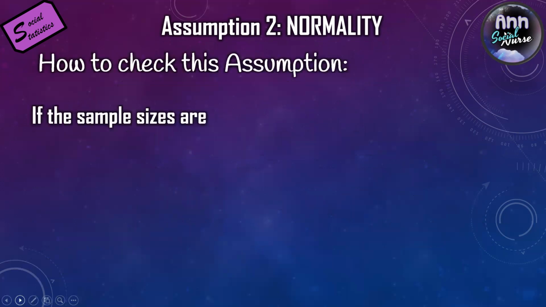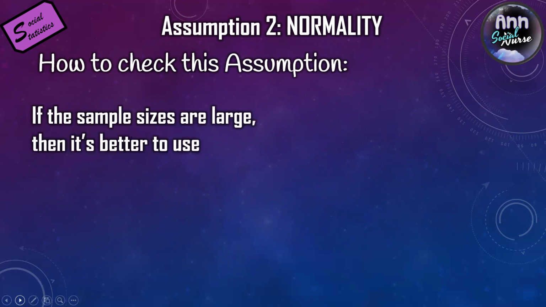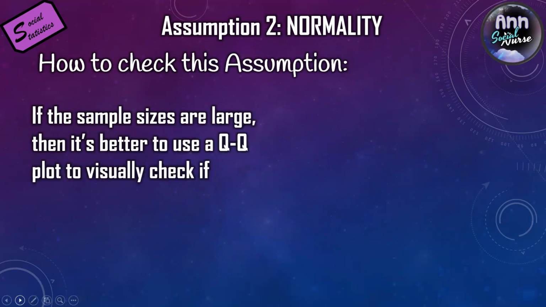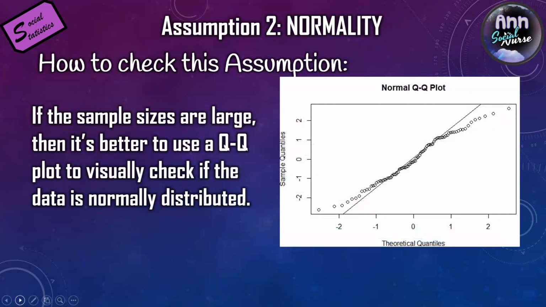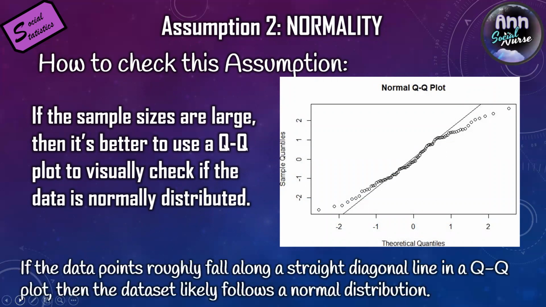Now, if the sample sizes are large, then it's better to use a QQ plot to visually check if the data is normally distributed. So that is how a normal QQ plot looks like. If the data points roughly fall along a straight diagonal line like this in a QQ plot, then the data set likely follows a normal distribution.